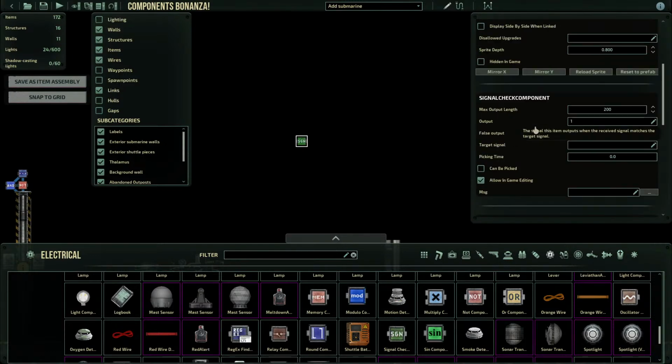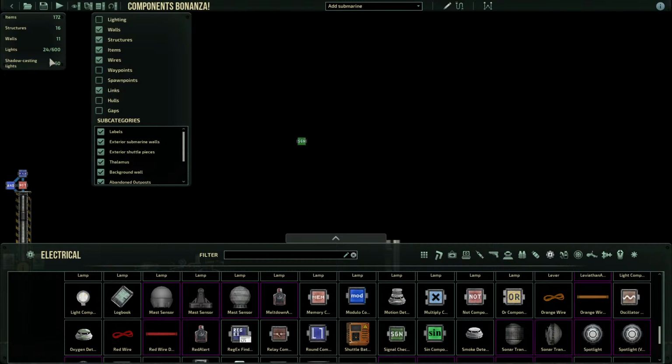I'm going to skip ahead to the signal check component because it is probably one of the most handy ones to have. So if you put a target signal in here of 1 and like a -4 and a 4, right, and a 5 or whatever.